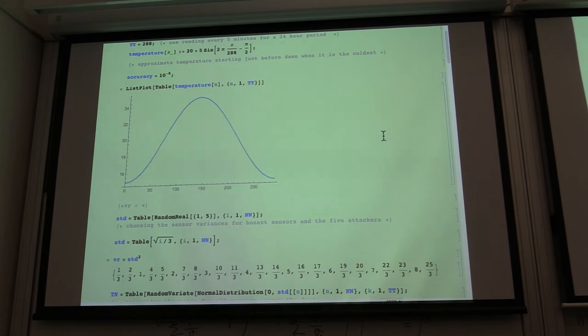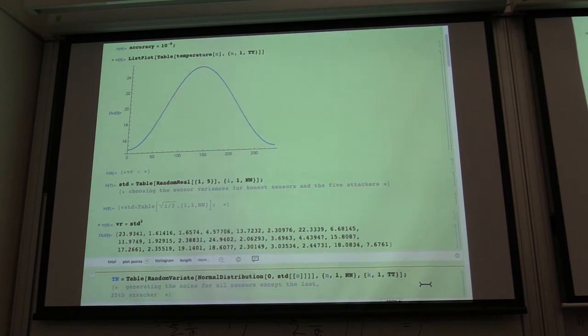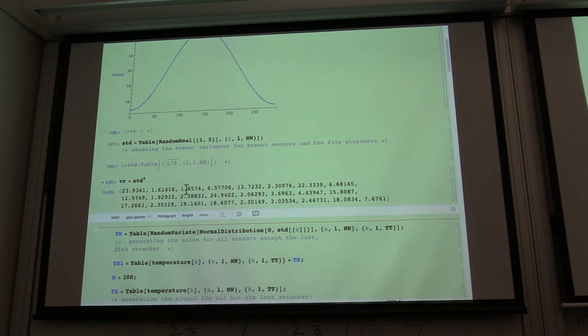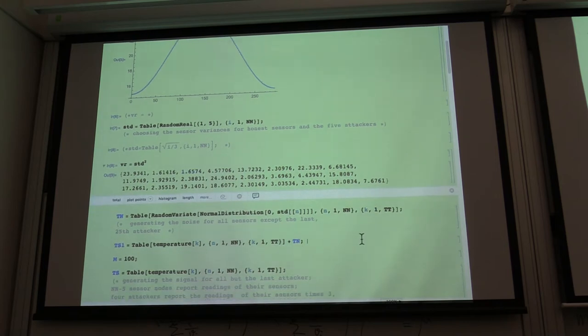Let us first do the following. We will choose the standard deviations of the sensors randomly in the interval between 1 and 5. Sorry, this is not choosing the variance, but choosing the standard deviation, so the variance will be squared. You can see here, some sensors have very small variance, 1.65 or 1.61, but some have more than 20, just to make it easier to see what's happening.